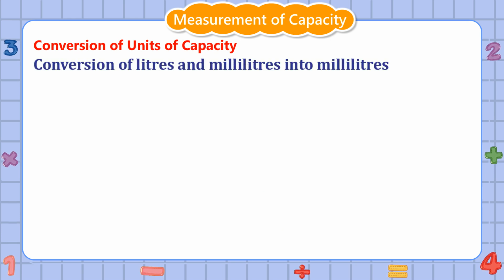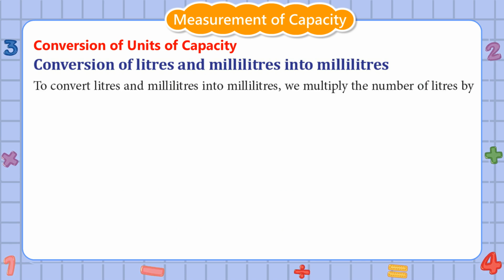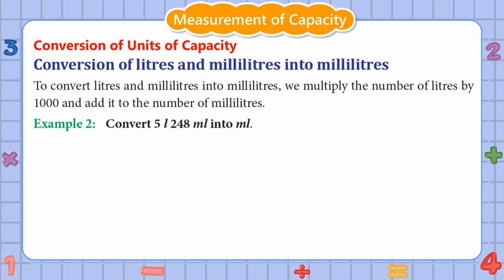Conversion of liters and milliliters into milliliters. To convert liters and milliliters into milliliters, we multiply the number of liters by 1000 and add it to the number of milliliters. Example 2.